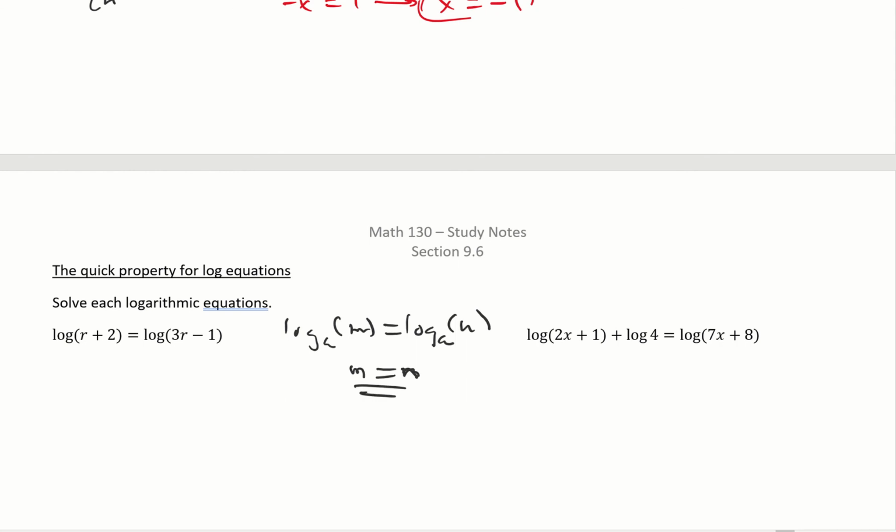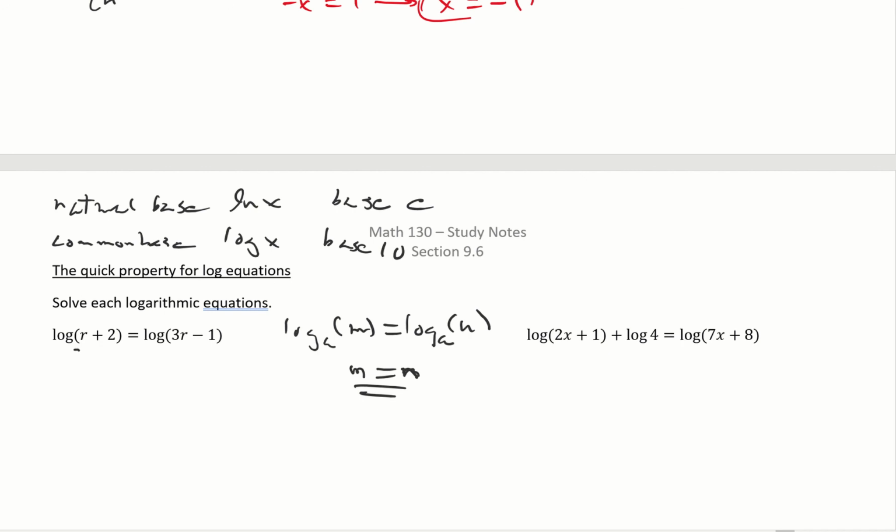So here I have log. What's the base, by the way, if I just write log? Well, you have the natural base, which is ln of x, which is base e. Then you have the common base, which is log, which is what? Base 10. If they don't put a little 2 or a 5 or whatever, then it's base 10. In some other problems, it does make a difference. In these problems with the quick type of story, we're going to be okay.